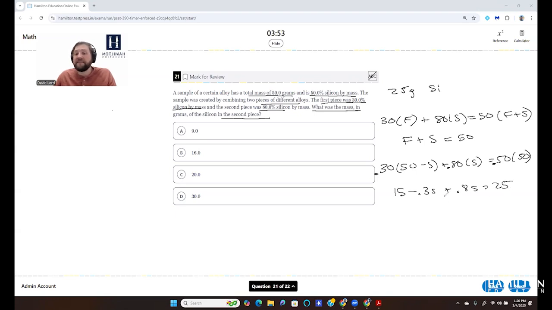All right, combine the S's and subtract the 15. So subtract 15, combine these two terms, and we get 0.8 minus 0.3, which is 0.5 S, is equal to 10. And then we multiply both sides by 2, or you can divide both sides by 0.5, and S is equal to 20.